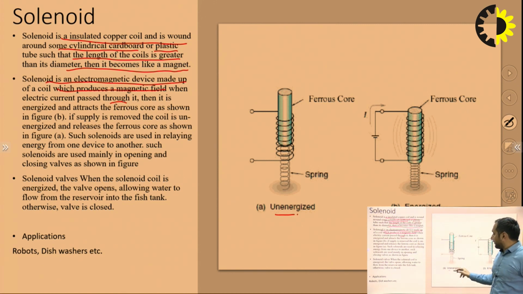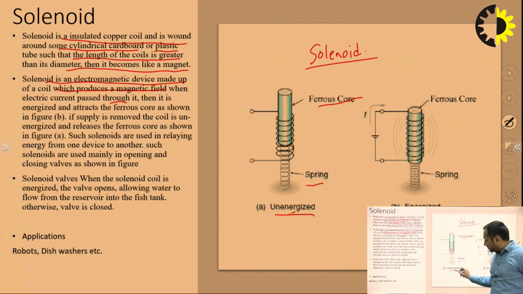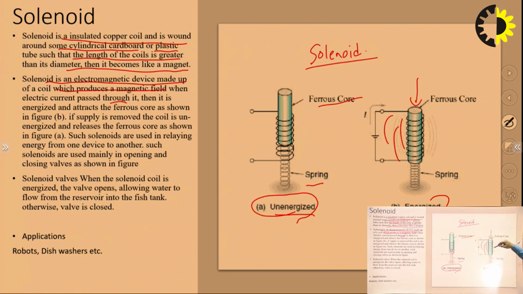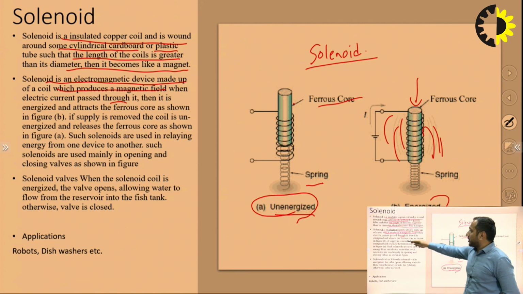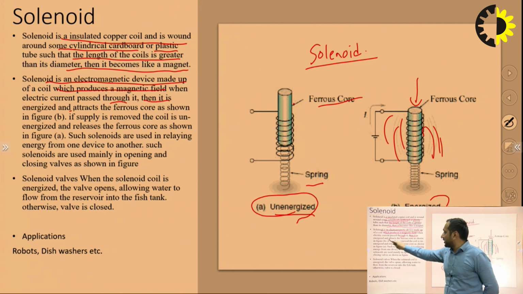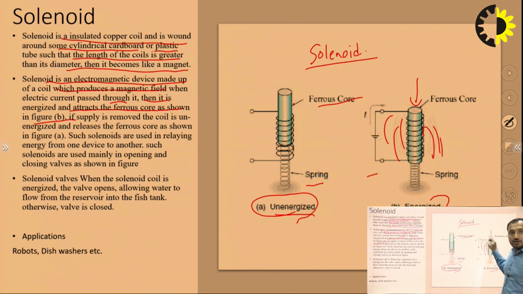Now this is an example of a solenoid. In a solenoid there is a ferrous core. This is a ferrous core and this is a spring. So here it is shown as energized. So as soon as you energize this, this ferrous core goes down and it gets energized, producing the magnetic field like this, right? So when the electric current passes through it, then it is energized and attracts the ferrous core as shown in figure B. So as soon as it gets energized, this ferrous core shown here goes down, right?